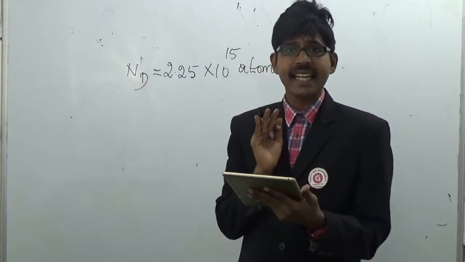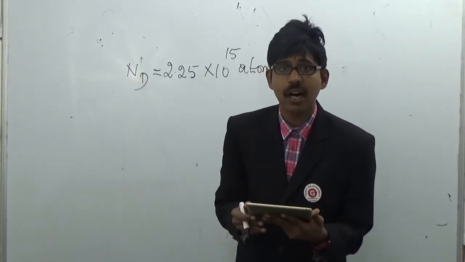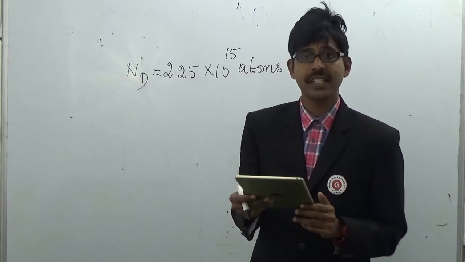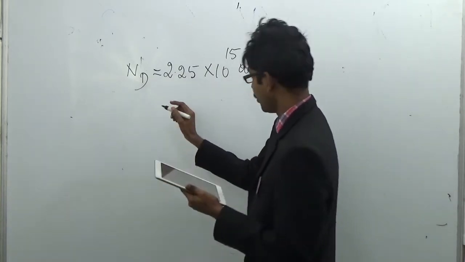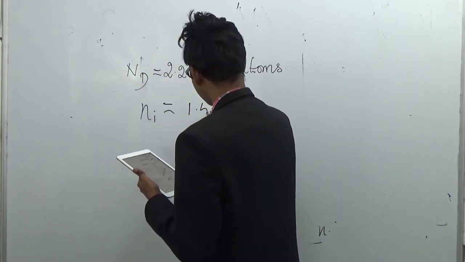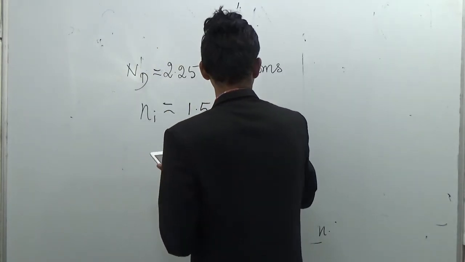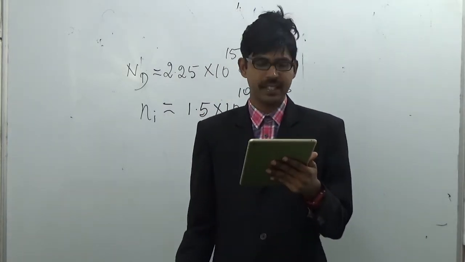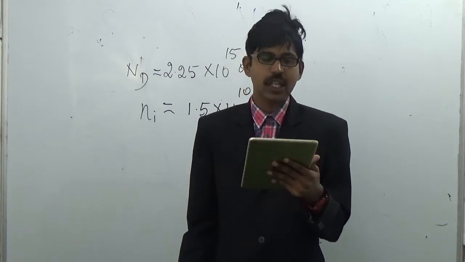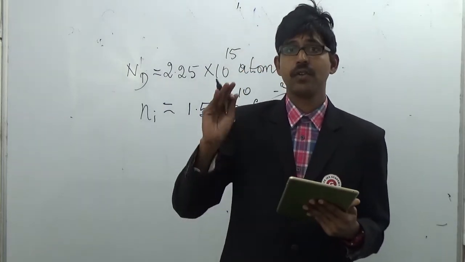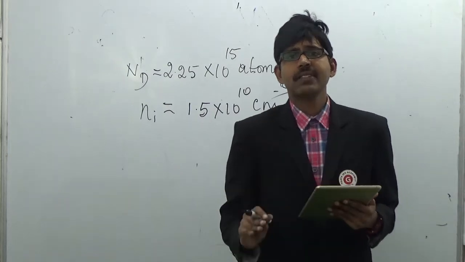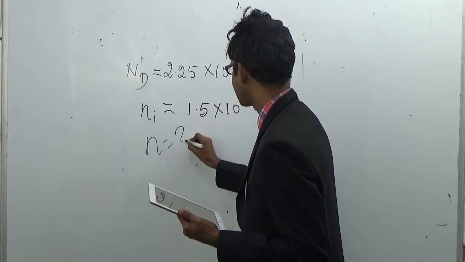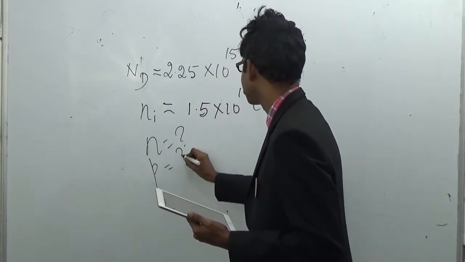Given the intrinsic carrier concentration of silicon at 300 Kelvin, Ni is equal to 1.5 into 10 to the power 10 per centimeter cube. So Ni is given. And assuming complete ionization of impurity, the equilibrium electron and hole concentration is? So you are asked to find the electron and hole concentration in the equilibrium state. That is, what is the concentration of N? What is the concentration of P?